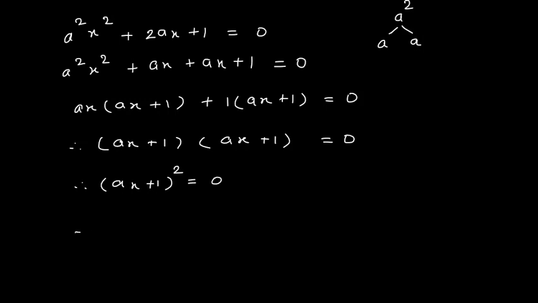So you have this ax plus 1; you take the square root on both sides and you will get ax plus 1 equals 0. Therefore you get ax is equal to minus 1. This will give you the value of x as minus 1 upon a. So x is minus 1 upon a.